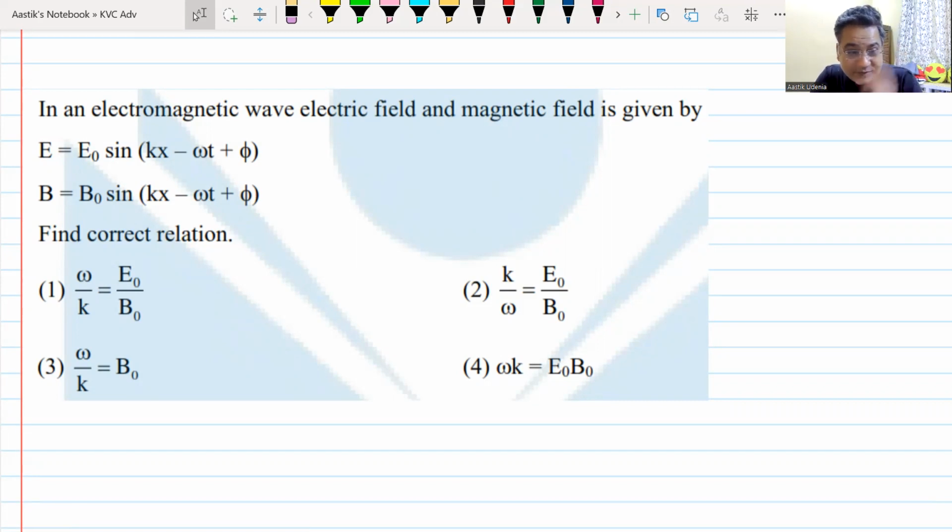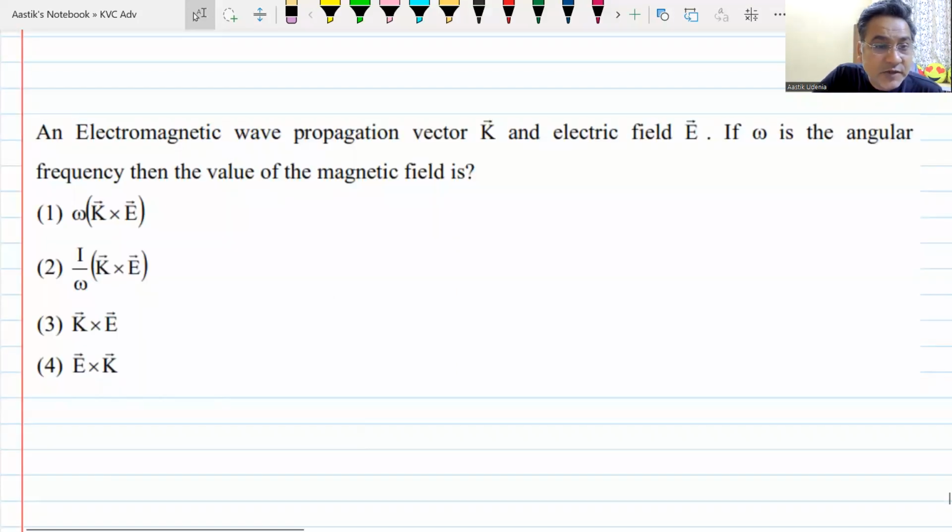E naught by B naught is C, and C is omega by K. God exists. I always start questioning the existence of God. But God does exist. It is evident from the things that happen around us that God exists. Then God gives questions like this also. And as I said, one question comes from one topic in one session, the same question comes from the same topic in the same session.